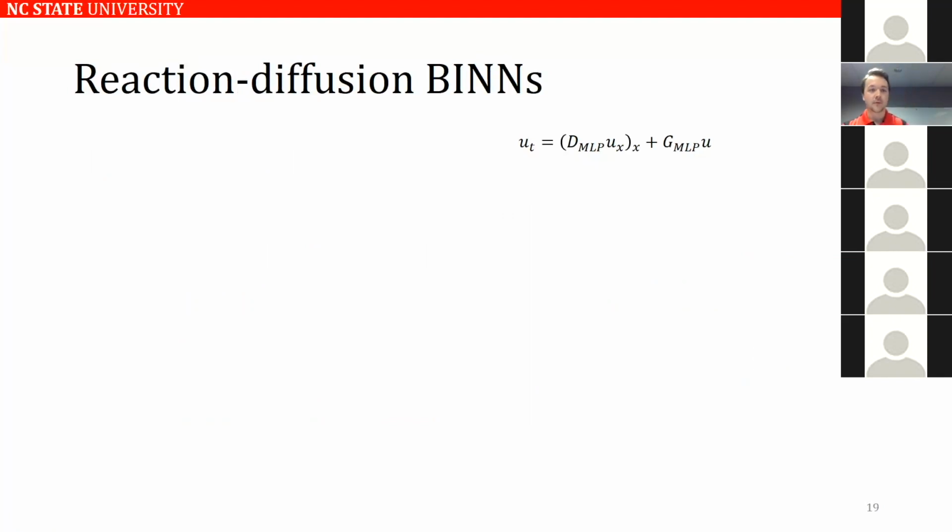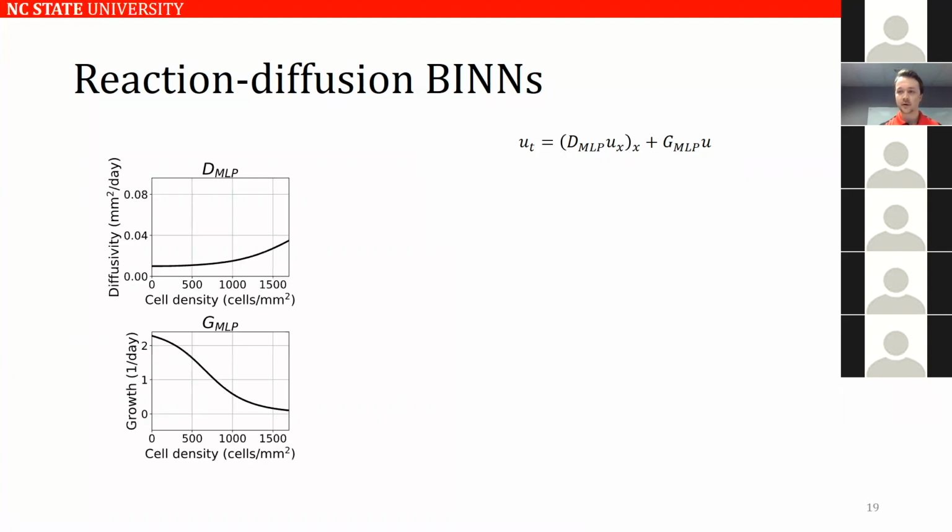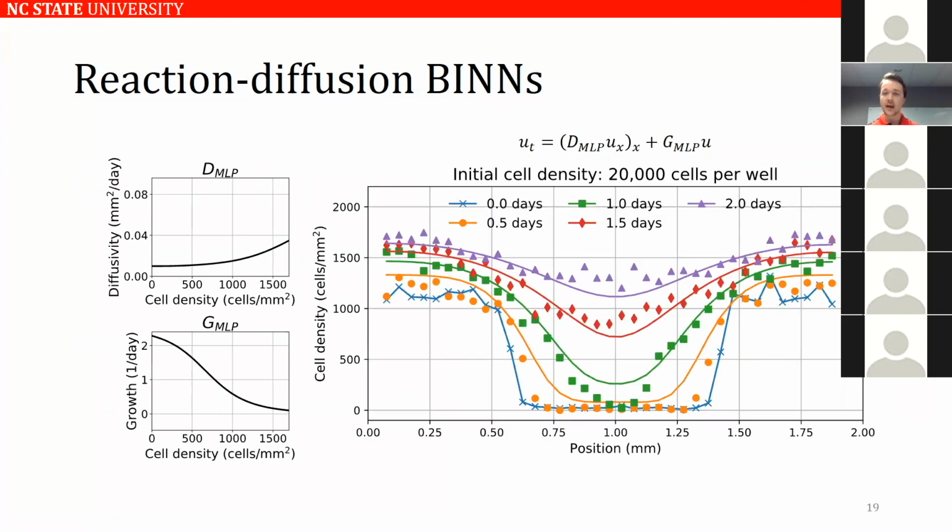So for the reaction-diffusion system here, recall that we replaced the diffusivity and growth functions with MLPs, so D_MLP and G_MLP shown in the equation here. This is what they learned over that data set. You can see that diffusion is largely constant across cell densities, and the growth function G_MLP is approximately linear and decreasing. And when you forward solve the PDE with D_MLP and G_MLP substituted for the diffusivity and growth functions, this is the solution that you get.